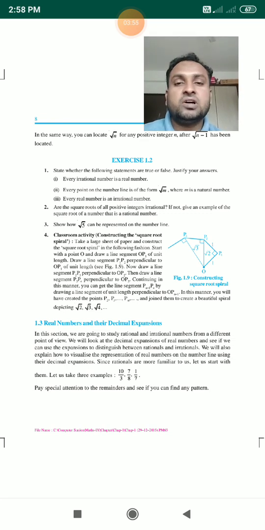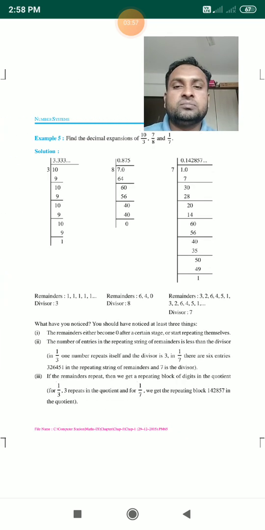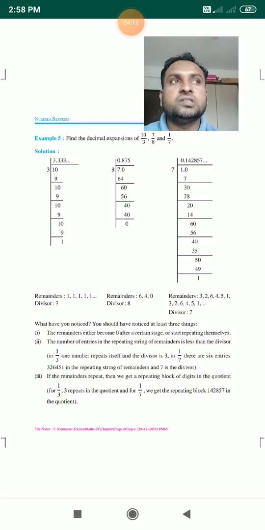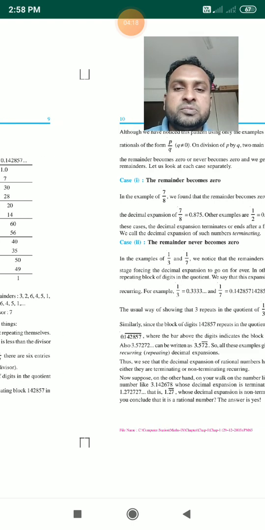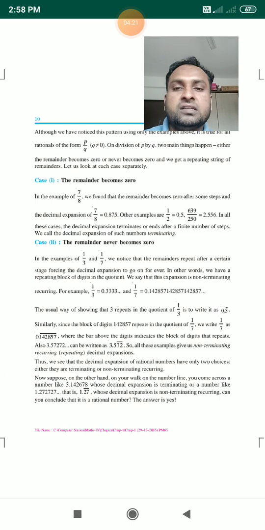What are the expansion forms of real numbers? See, there are a few solved examples. You have to see the solved examples in the reader also. Find the decimal expansion of 10 by 3, 7 by 8, 1 by 7. These are the solved examples. You have to use the long division method. You have to see in the quotient after how many digits it becomes continuous. This is the representation of the expansion of real numbers.